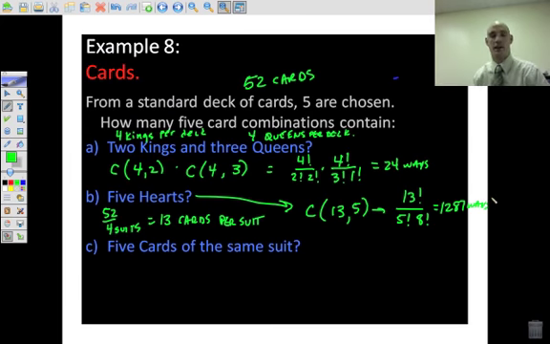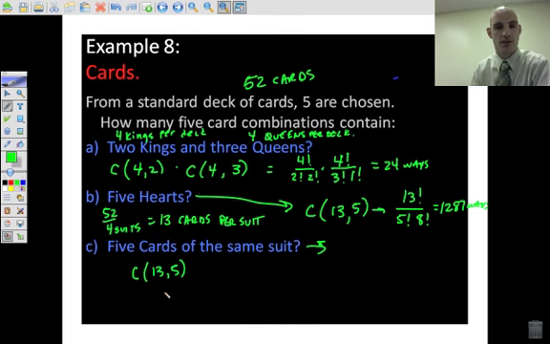It's mind-boggling how many ways there are to choose just 5 hearts. So think about what that means for getting like a royal flush, which is the 10, Jack, Queen, King of one suit. That's 1 out of these 1,287 ways. It's crazy. Okay? So 5 cards of the same suit would be based on the same combination that we had up here. We are choosing from 13, 5 of them, just like the 5 hearts.